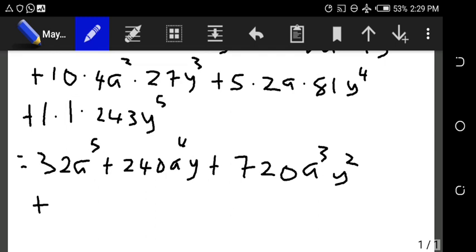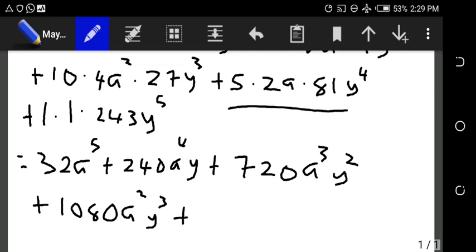Okay, so over to this one here, we have 10 times 4 times 27. So 10 times 4, that is 40, and 40 times 27, that is 1080. So we have 1080. Then we still have a raised to the power 2 and y raised to the power 3. So we'll write that a raised to the power 2, y raised to the power 3.